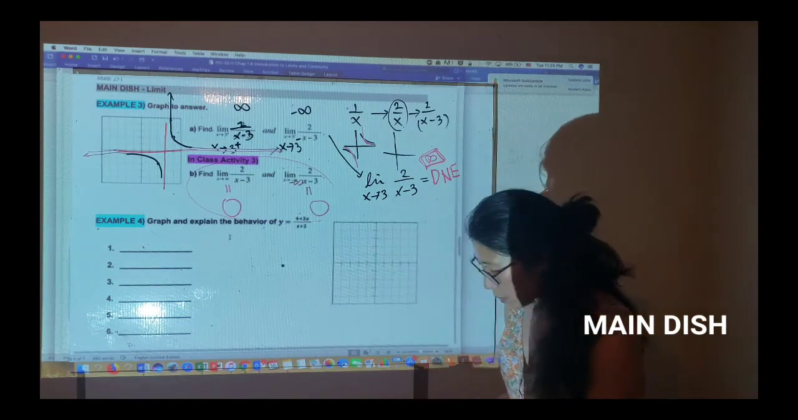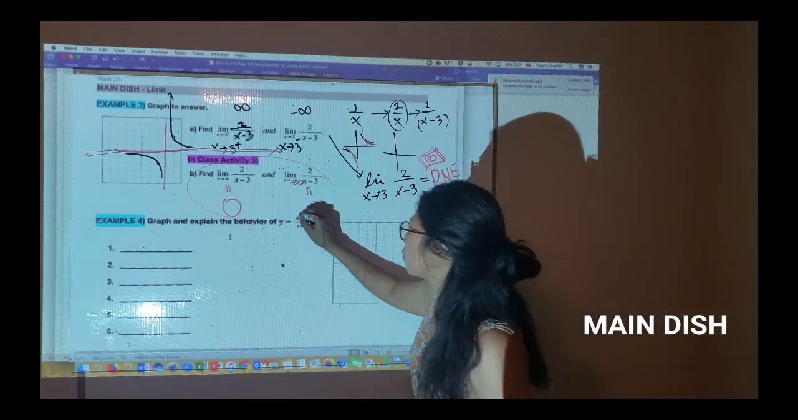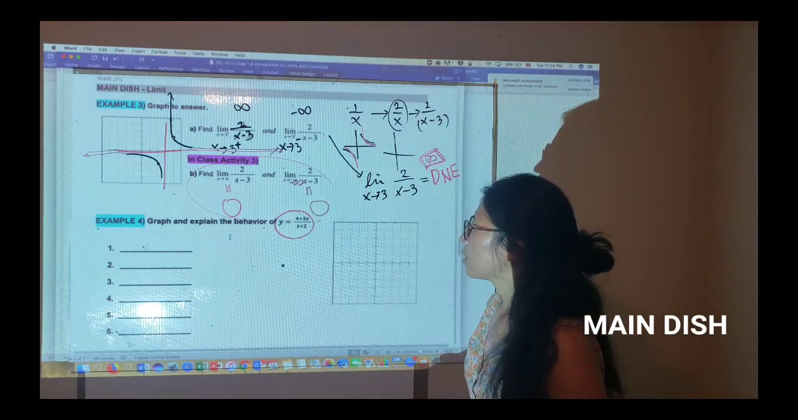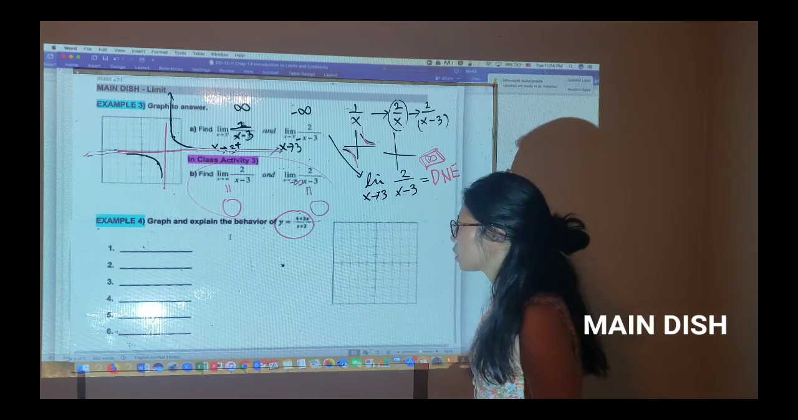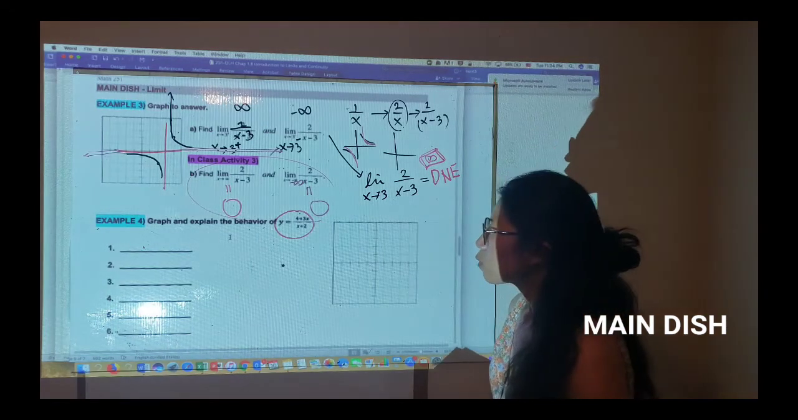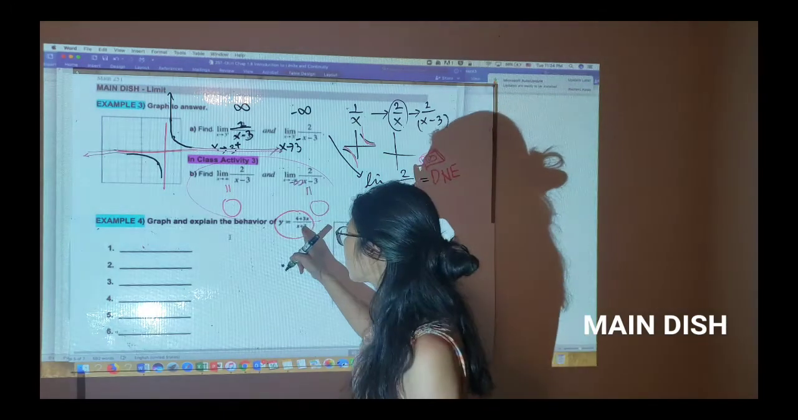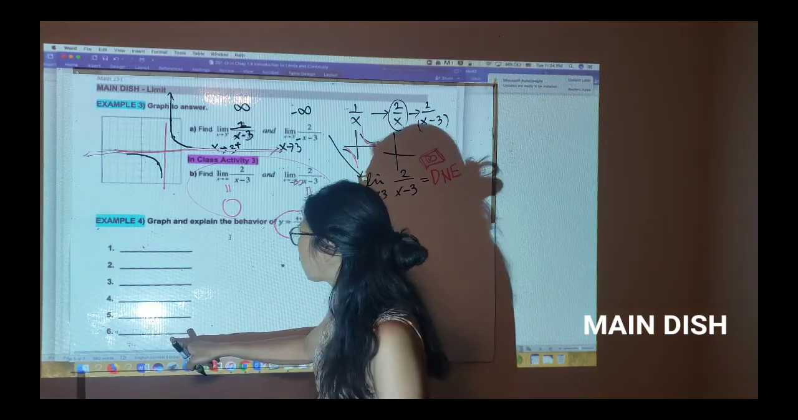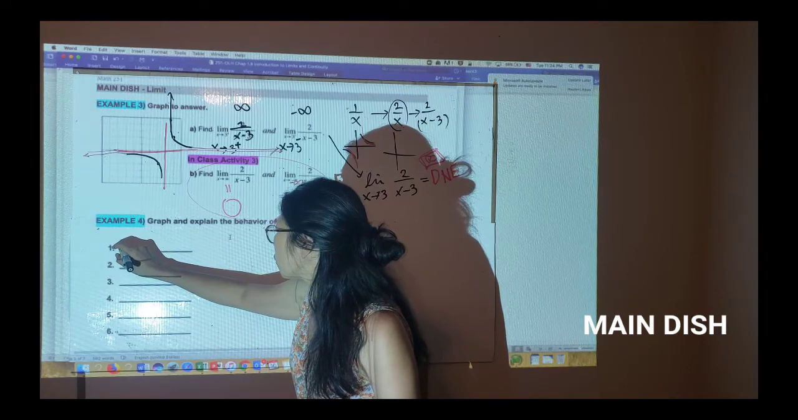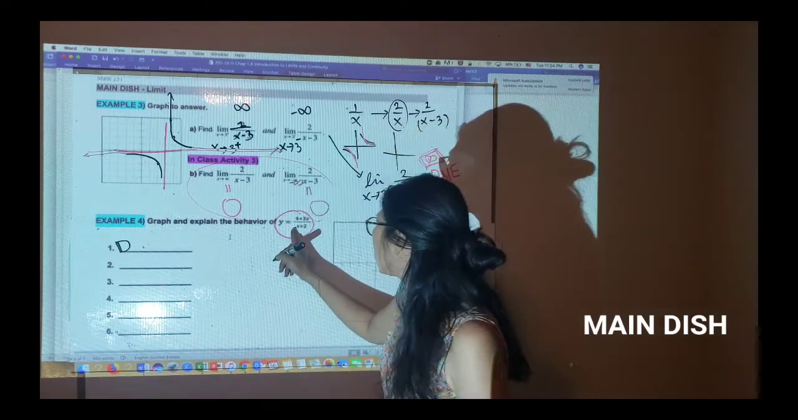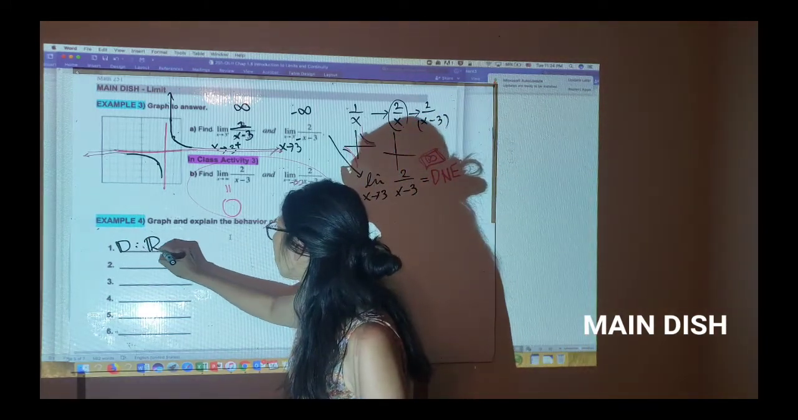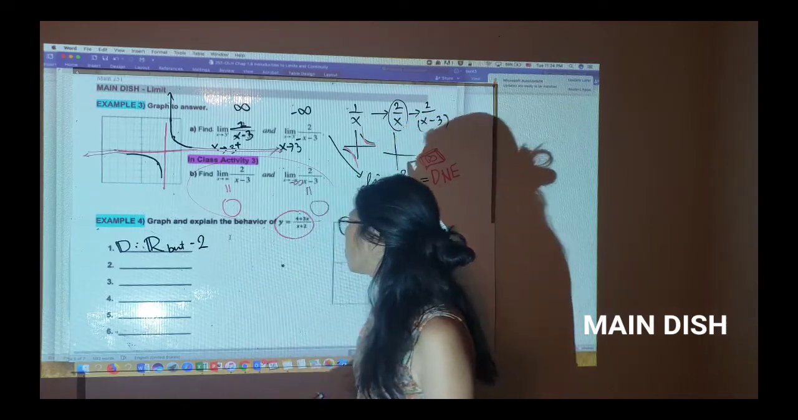Let's continue with example 4. I like to graph and then explain the behavior of a given function. This time, we can also use calculus a little bit here. So one by one, let's answer. The step for how we graph this is, first, we are going to find the domain. So the domain is going to be all real numbers but negative 2.